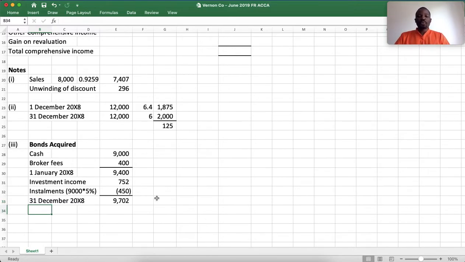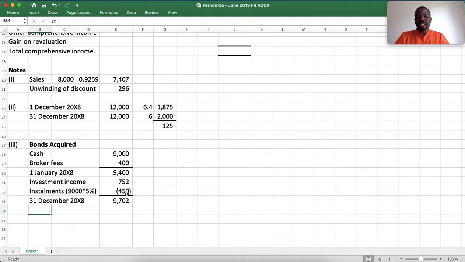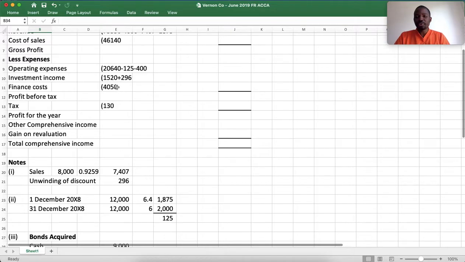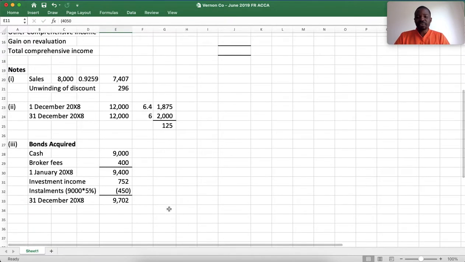20x8. Now, we are told here, let's go to the note, that Vernon Co has recorded the interest received on 31 December in investment income. This is wrong. Vernon Co has recorded the 450. So we are going to go and reverse the 450 and put the correct investment income of 752. So we go to our investment income here, we subtract the 450, then we add the correct one, 752, like that. We are done with that one.